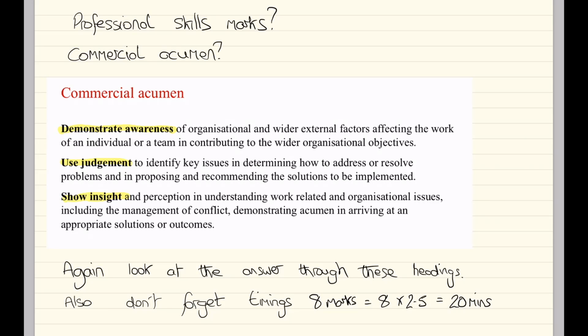This goes into some detail about professional skills marks which get 0, which are not so well, which are quite well, and which are very good. And there's quite a detailed matrix which I think you should spend some time looking at, and also looking at the article on professional skills marks available on the website.